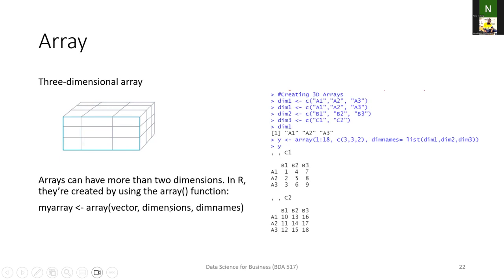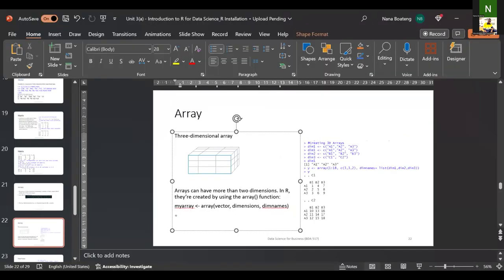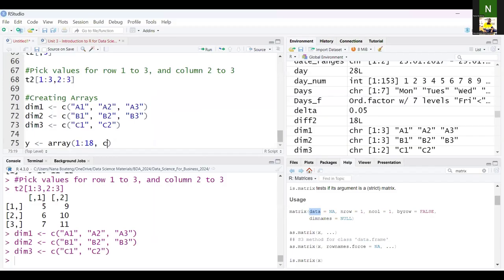So here it looks at the dimensions and then the dimension names, or the dim names. So that's what this is about, right? So let's come back here. We have our 1 to 18, that is a vector, okay? And then we have the dimensions. So this one is also in the form of a vector, 3, 3, 2.